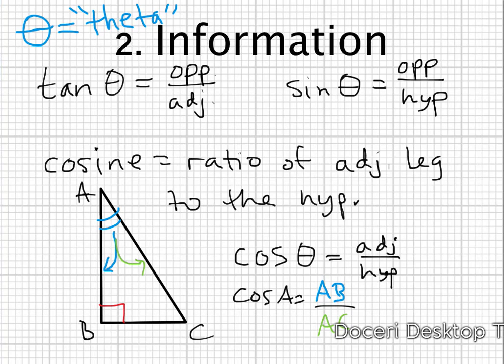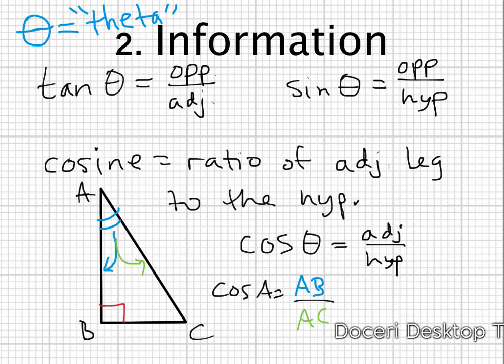Okay? It looks like I'm going to be in the way of the symbol. That's a little better. Let's move this up a little bit more. And the other angle, if I did cosine of angle C, okay, I'm going to go from angle C instead. And again, I go adjacent, so that's going to be BC divided by my hypotenuse, which is still AC.